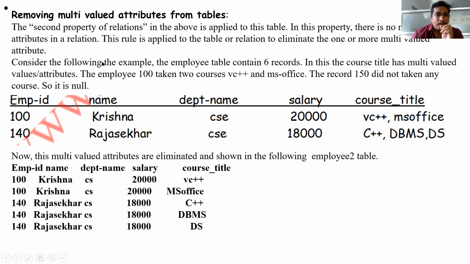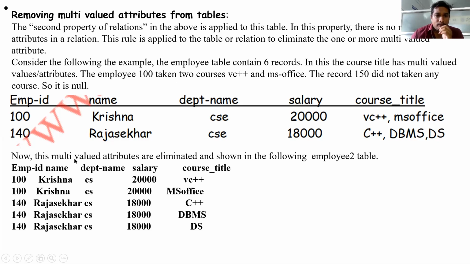Okay, consider the following example: the employee table contains 6 records. In this, the course title has multi-values. Employee 100 takes two courses, C++ and MS Office. Employee 140 did not take any course, and 150 does not take any, so it is null.